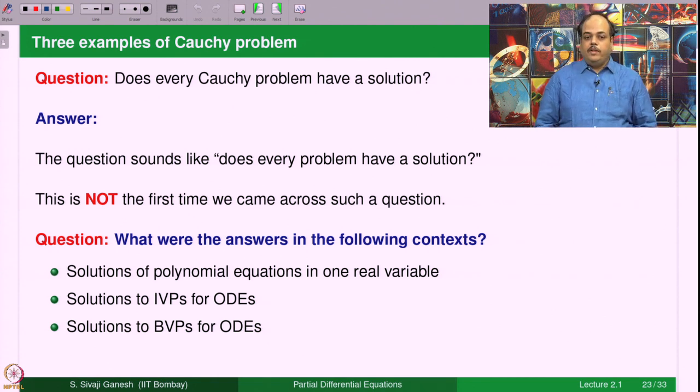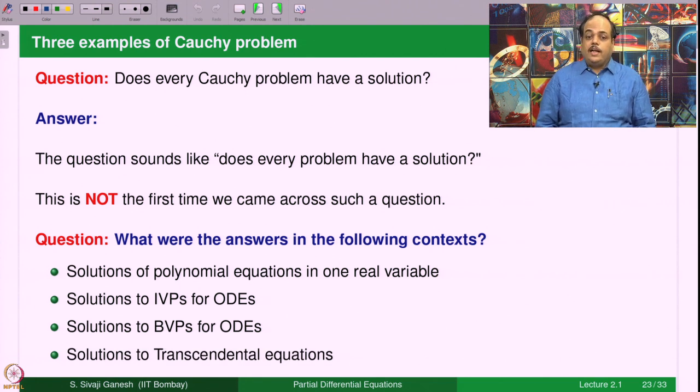Now, solutions to boundary value problems, we have a Bernstein theorem. Under some sufficient conditions, it guarantees that a second order ODE boundary value problem posed for that will have a unique solution, at least when the Dirichlet data. If you have not studied BVPs, you can look at any good book on ordinary differential equations, you will find it.